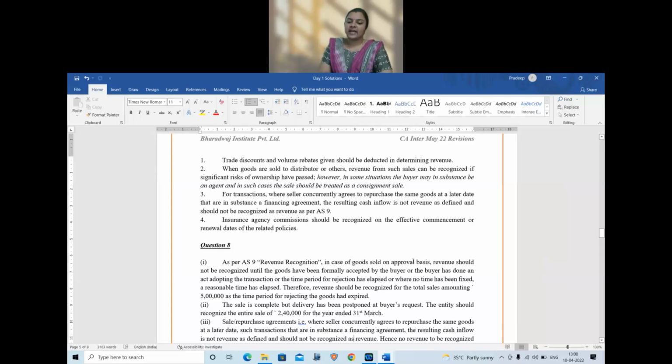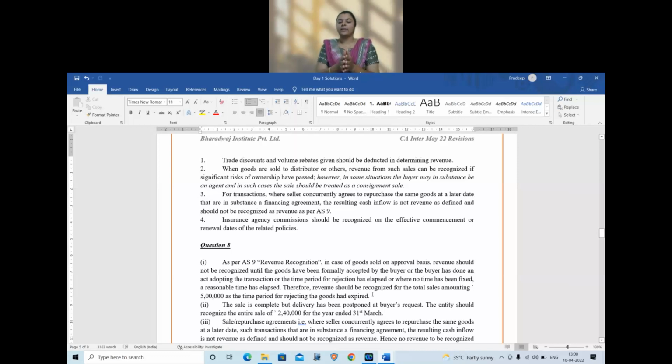As per AS 9, in case of goods sold on approval basis, revenue should not be recognized until the goods have been accepted by the buyer or the buyer has done an act adopting the transaction, or the time period for rejection has elapsed, or where no time has been fixed, a reasonable time has lapsed. Therefore, revenue has to be recognized for total sales of 5 lakhs.